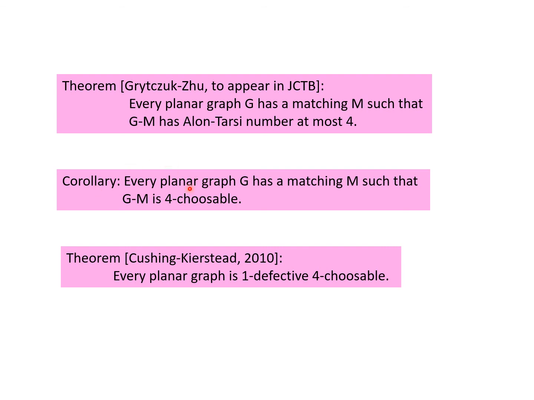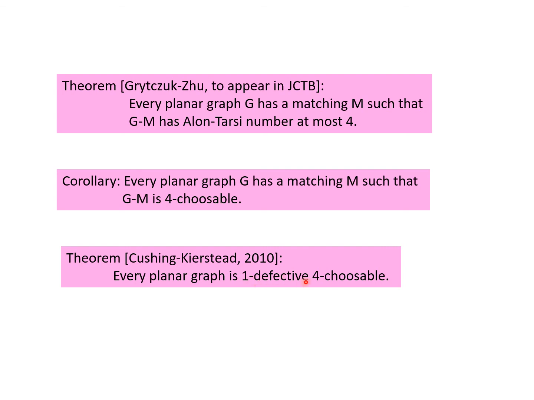This result is actually stronger than the result of Cushing and Kierstead. They proved that every planar graph is one defective 4 choosable. That means if you take a 4 list assignment, then you can remove a matching so that the graph becomes colorable. So you take a 4 list assignment L, then you remove a matching, and that graph becomes L colorable. This means one defective: if you do not remove this matching, those edges, the 2 end vertices get the same color. So that's a kind of defect edge. Each vertex is adjacent to at most one vertex of the same color as itself.